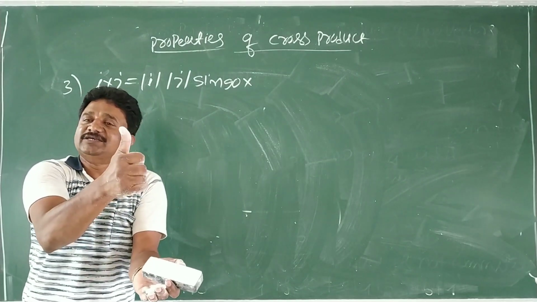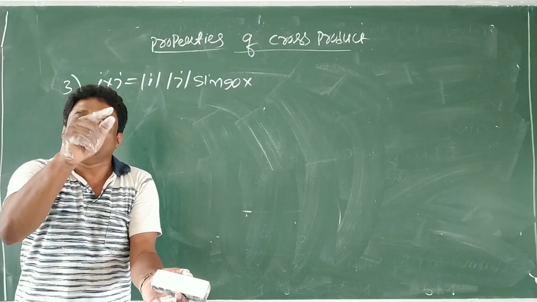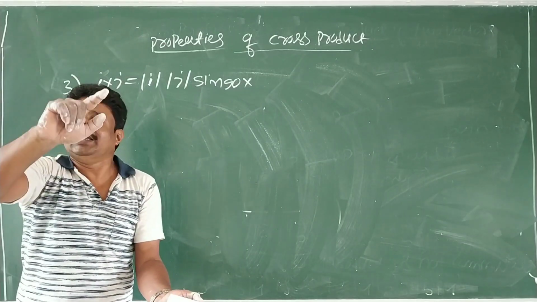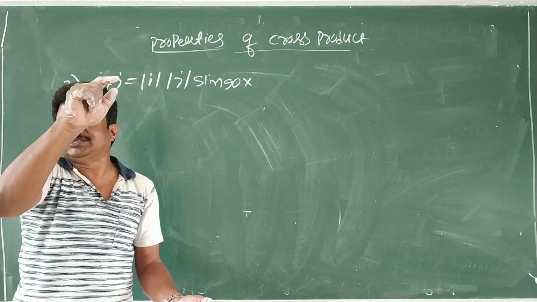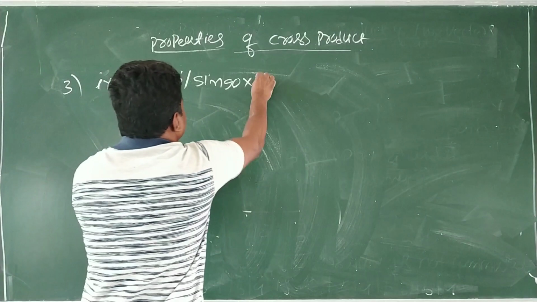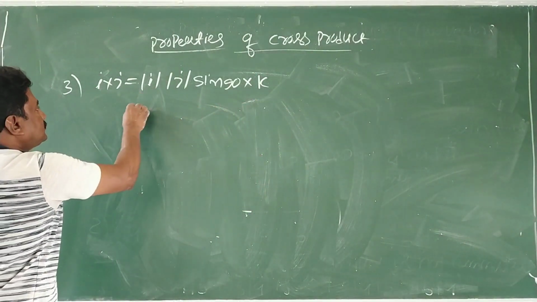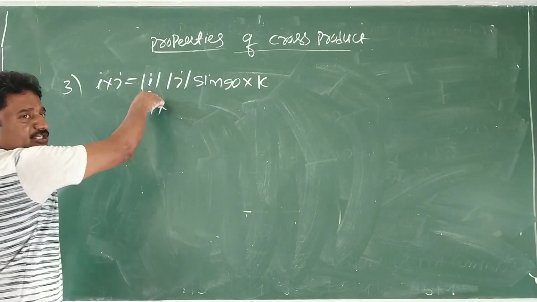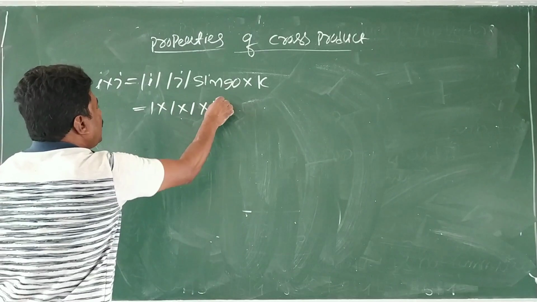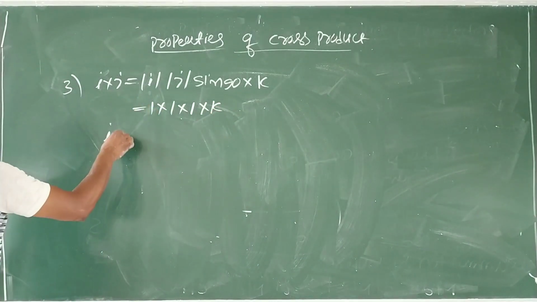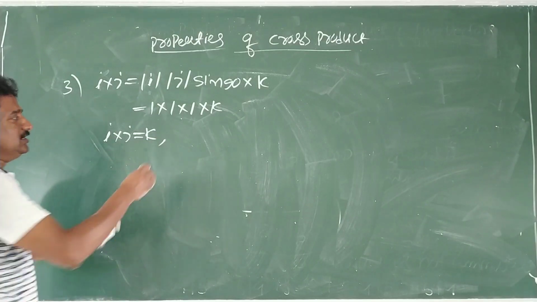Tell me the unit vector along the Z-axis: K. So K represents the unit vector along the Z-axis, I is the unit vector along the X-axis, J is the unit vector along the Y-axis. So write into K. Length of I is 1 because it is a unit vector, length of J is 1, sin 90 into K. So how much is that? I cross J is equal to K.